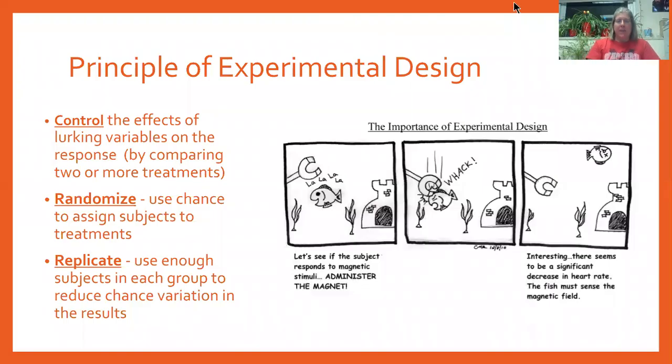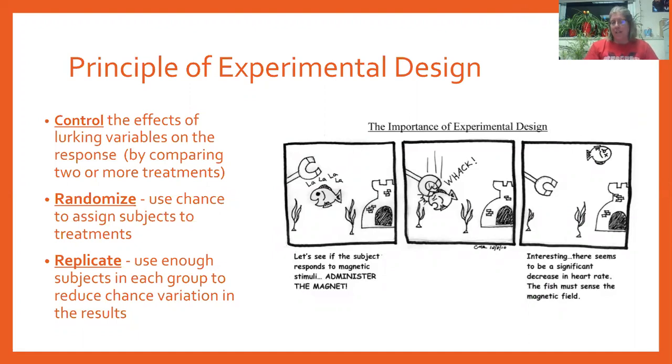Okay, the three principles of experimental design: we're going to control the effects of lurking variables on our response variable. We're going to randomize both by using a random sample and randomly assigning subjects to treatment groups. And then replicate. We're going to make sure that we use enough subjects in each group so we reduce the variation in our results.